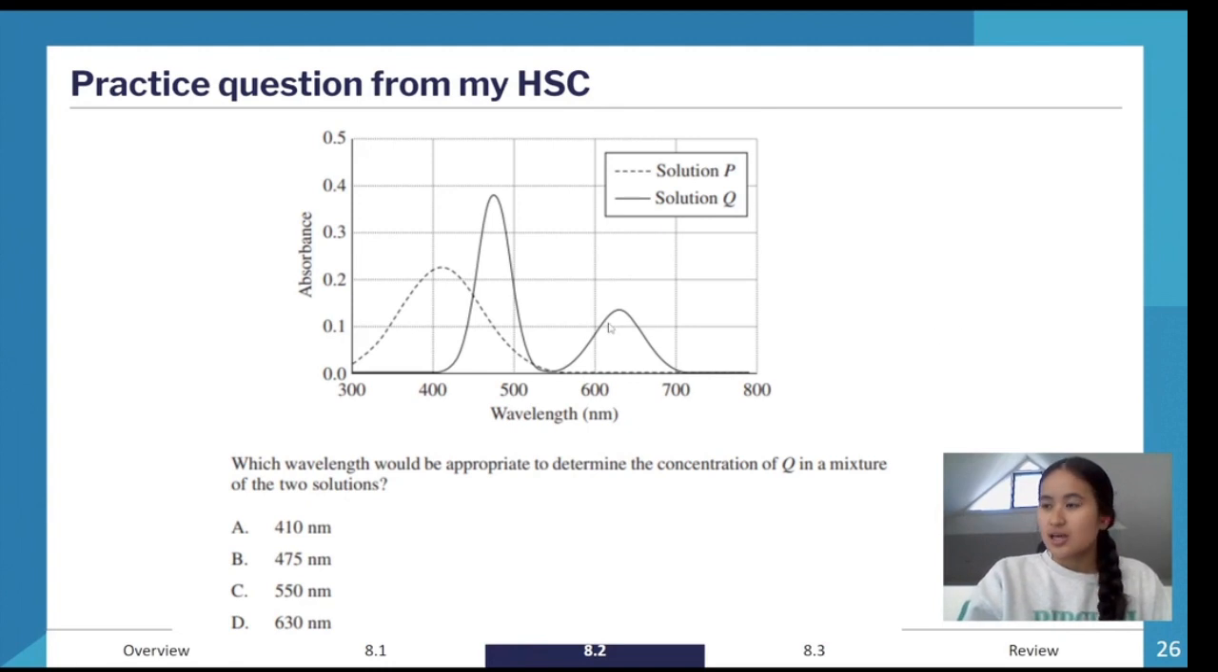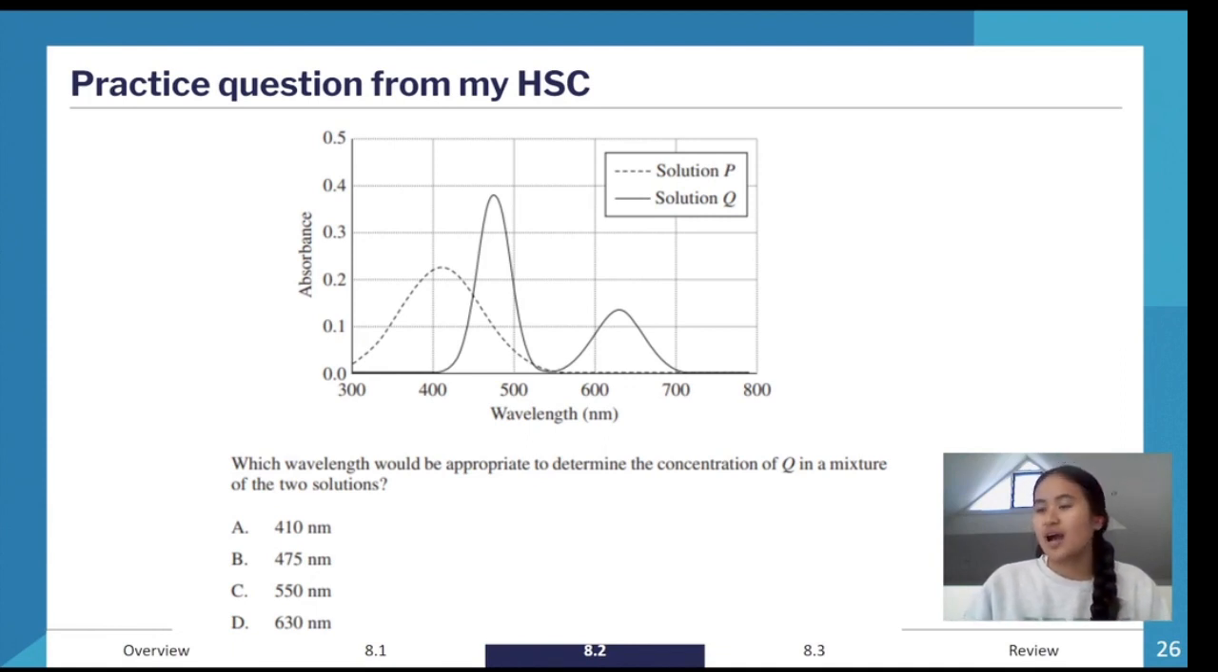The two areas where this happens are here and here. So 475 and 630, which both happen to be options in the multiple choice. Basically what it comes down to is that we want 630. That's the correct answer. D is the correct answer because you'll see that P does not have any absorbance at that wavelength, which means that we know for sure that everything being absorbed at that wavelength is being absorbed by Q, which means the concentration that we will calculate will be the concentration of just Q, nothing else.